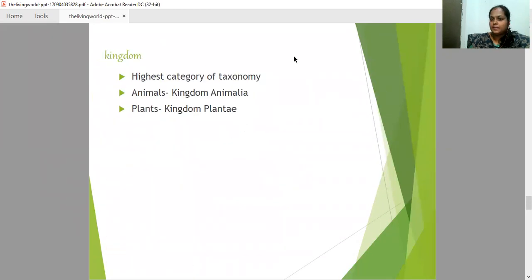Next is the kingdom. The highest category of taxonomy. Here the animals are kingdom Animalia, and the plants are kingdom Plantae. So this is the highest level of taxonomy.